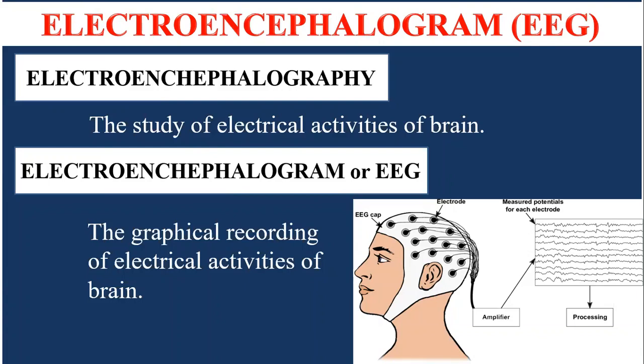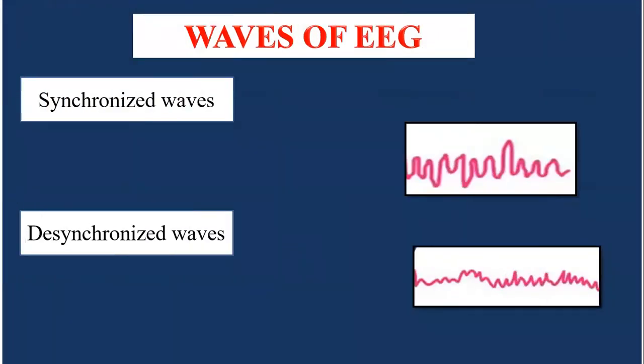So what are the different types of waves that are recorded on the graphical recording? The electroencephalogram provides different types of graphs, and different waves can be observed in different conditions. Basically, two types of waves can be observed by the EEG: synchronized waves and desynchronized waves. On the basis of these waves, different conditions, abnormalities or activities of the brain can be assessed.